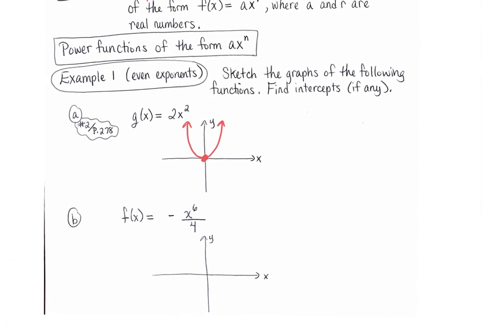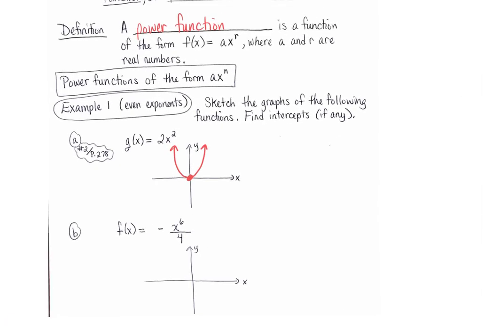In example 1, we want to sketch the graphs of the following functions and find intercepts, if any. G of x equals 2 times x squared. This is a parabola facing upward because this 2 is positive, and we know it's greater than 1, so this graph of 2x squared is similar to the graph of x squared, and the 2 means we stretch it vertically by 2. So this is what we get. Our graph is a little bit narrower than x squared.